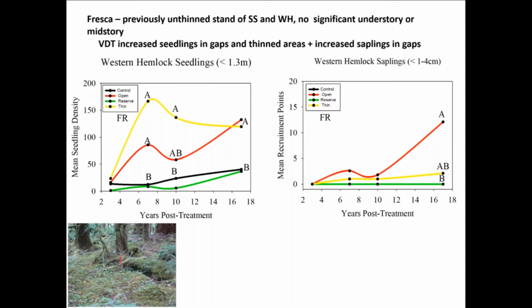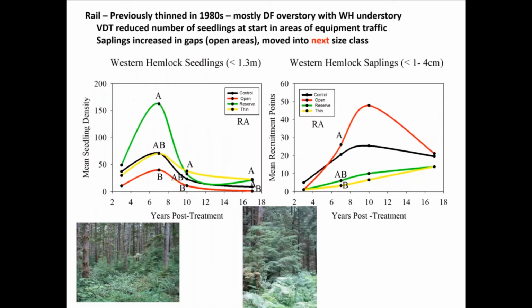And in this case, we're just calling saplings anything that has breast height. So anything that's large enough to measure a diameter becomes a sapling, as opposed to something that's shorter than that. So here's Fresca. Fresca was one that didn't have a lot of seedlings to begin with, very depauperate understory. And we actually increased the number of seedlings, but we also saw a big increase in the number of saplings in the gaps. So variable density thinning increased the seedlings in the gaps in the thinned areas and increased the saplings in the gaps.